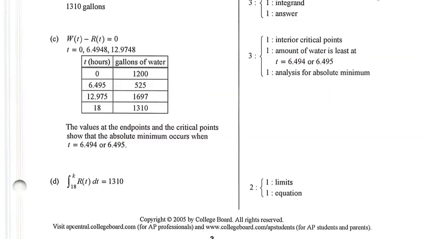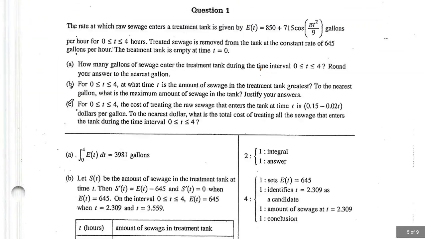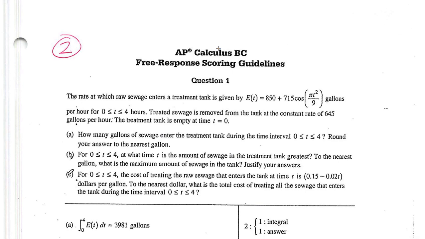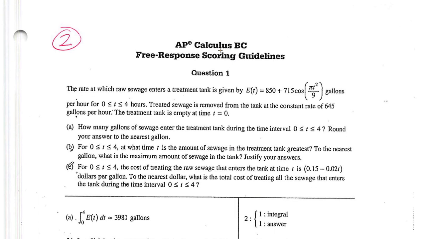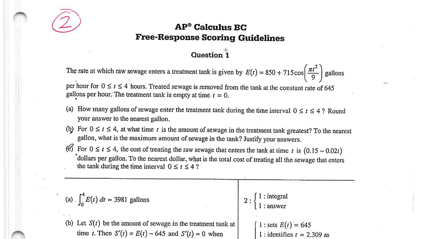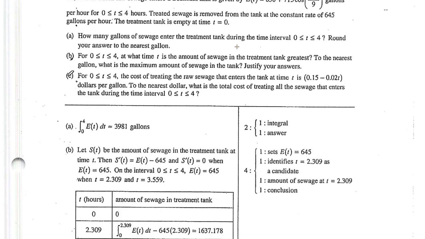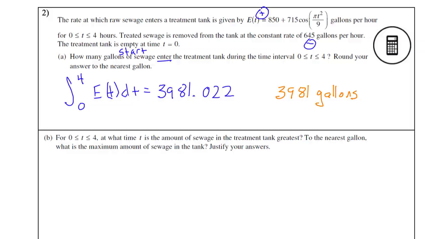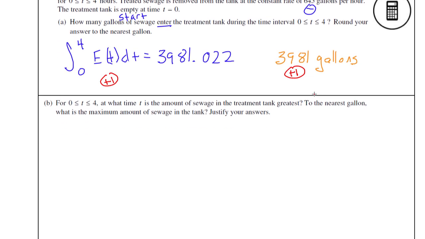Let's come down here to the scoring guide. I don't know what year this is, but it's question 1 on, oh, it's from a BC calculus test too. 3,981, integral and answer, 1 point each. So 1 point if you have all of this integral set up, and 1 point if you rounded correctly, you got 3,981. It doesn't matter if you had the units. Units are not scored here.